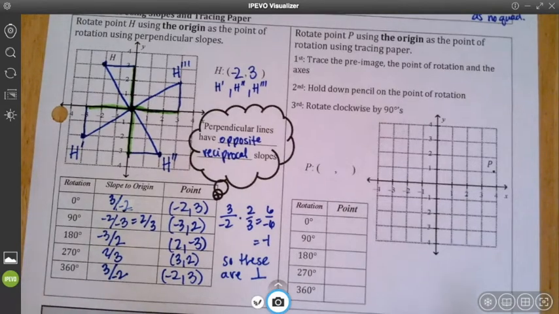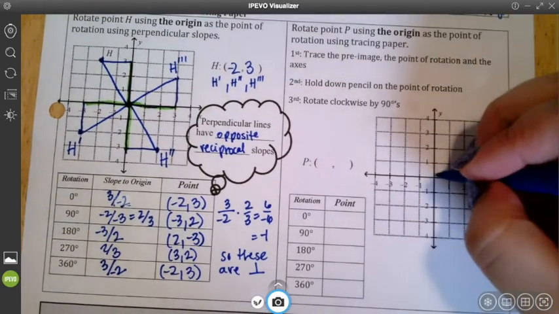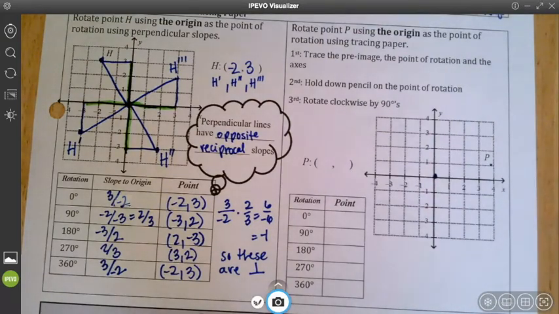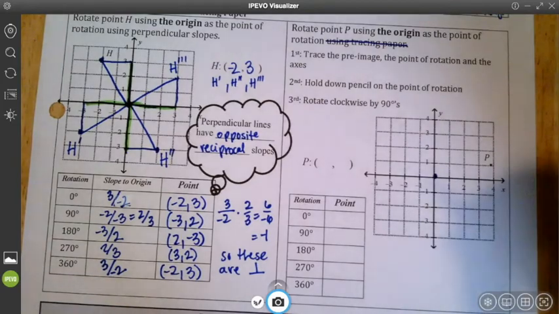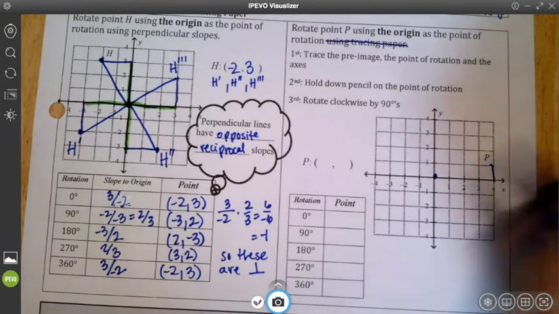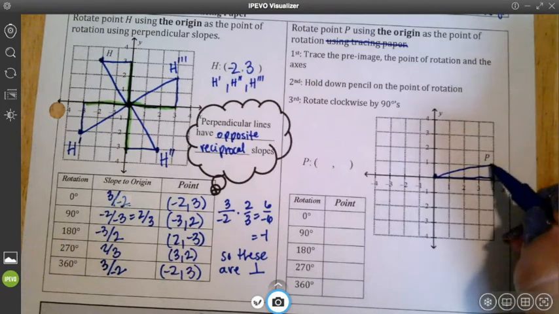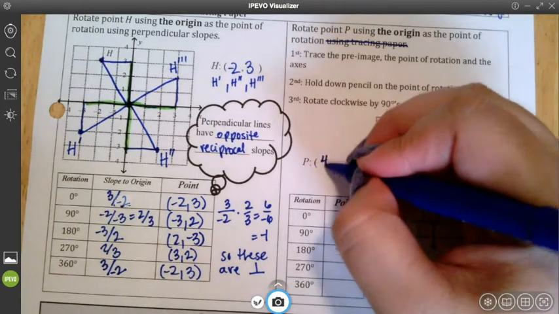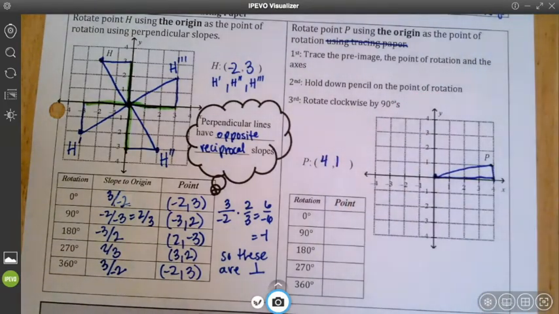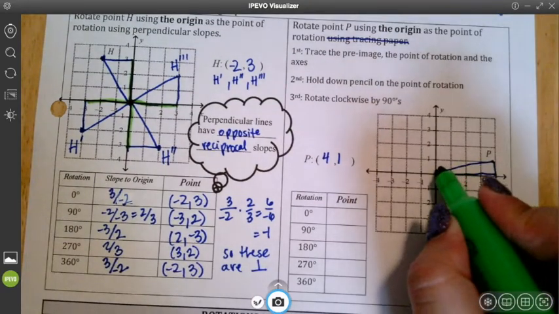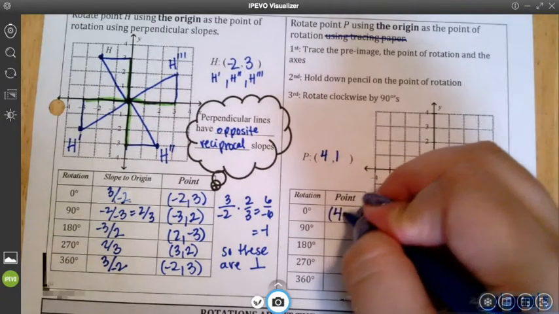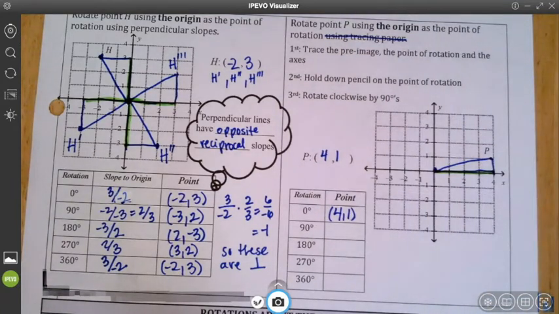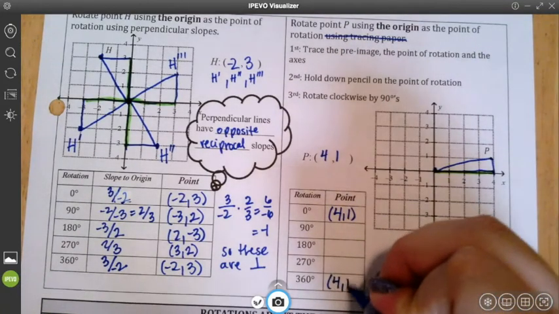Let's do another example. Rotate point P using the origin as the point of rotation. Using tracing paper, we're not using tracing paper. So again, we're going to draw our triangle for point P. That is at 4, 1. And then we'll use our axes. So I started on this axis. Rotating 0 degrees stays on the same axis, so my point is still 4, 1. 360 degrees will be the same, 4, 1.